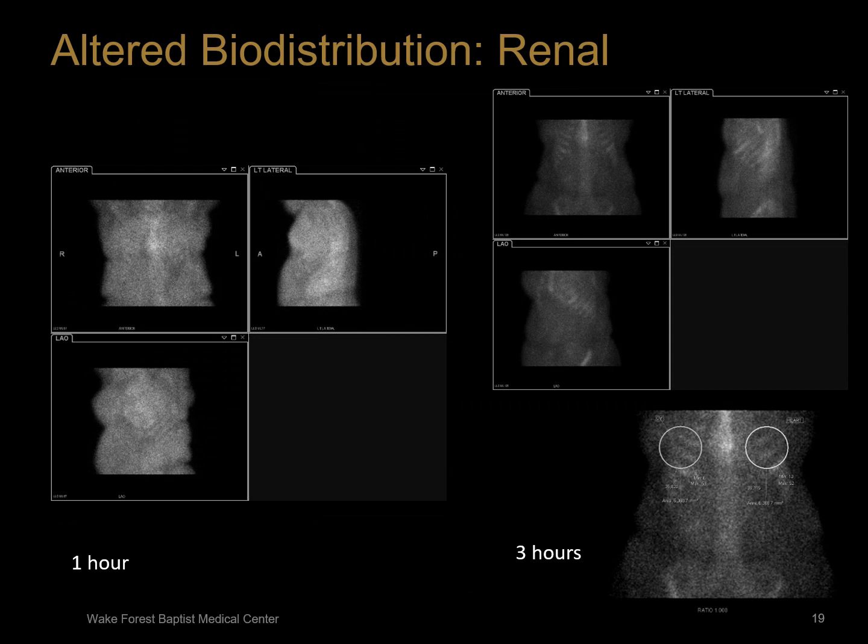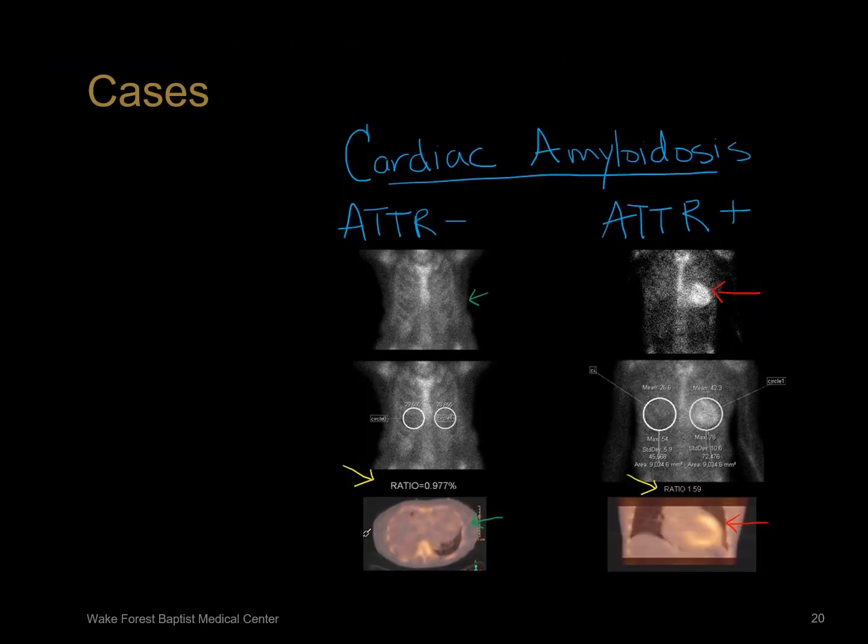So in this patient, these were the 1-hour images, and these were the 3-hour images. And you can see here that now you can see some rib uptake. You don't see any myocardial uptake, and the ratio can be performed more confidently. Next, let's look at some cases.